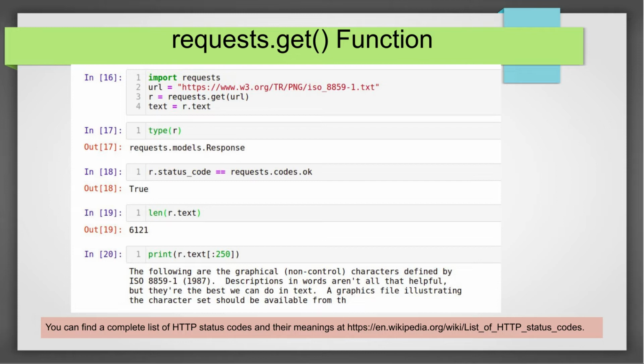You may already be familiar with the 404 status code for file not found. You can find a complete list of HTTP status codes and their meanings in this link. If the request succeeded, the downloaded web page is stored as a string in the response object's text variable. This variable holds a large string of the entire text file. The call to len(res.text) shows you that it is more than 6,000 characters long. Finally, calling print(res.text[:250]) displays only the first 250 characters.